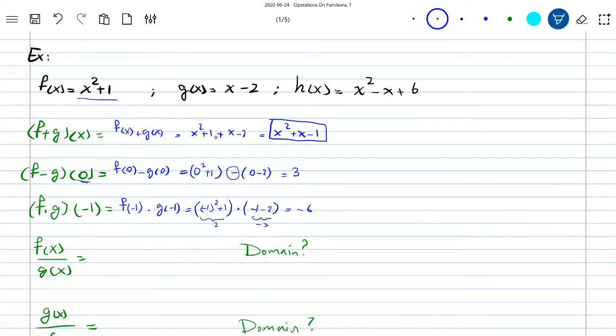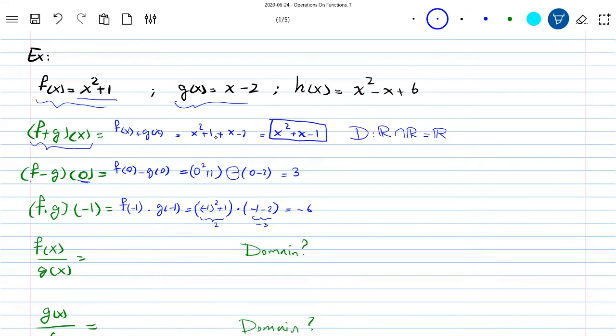What is the domain here for each function? The domain of (f + g)(x) is what? It's the domain of f and the domain of g, the intersection of them together. The domain of f is all real numbers, there is no restriction. The domain of g is all real numbers. So the domain would be all real numbers intersect with all real numbers, still all real numbers. There's no restriction. f minus g and f times g have the same property.